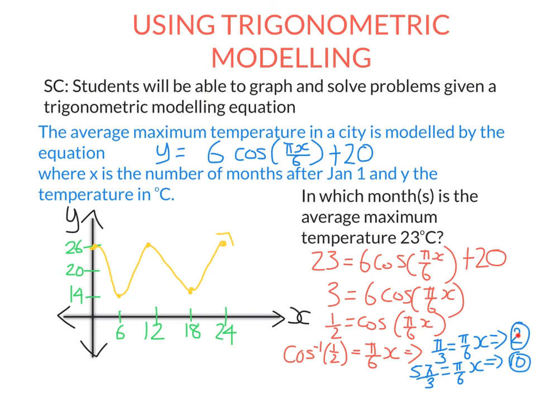So 2 means 2 months after January 1. The first solution, 2 months later, is on March 1. And 10 months later, we'd be in the 11th month, November. November 1 will be the other time. So the average maximum temperature of 23 degrees is in March and November. March 1, November 1. That's our answer.